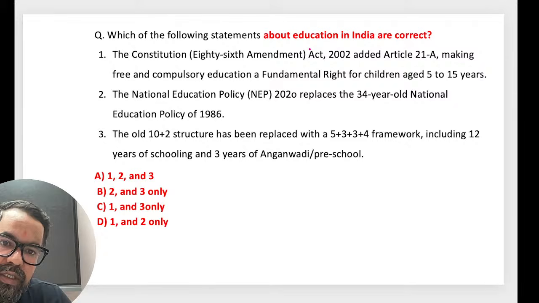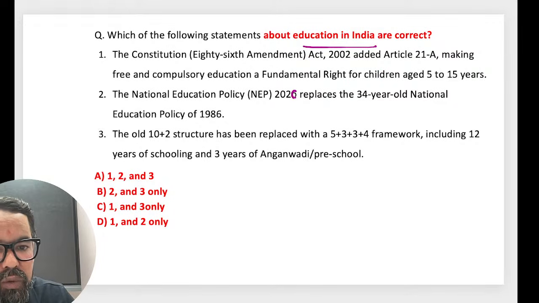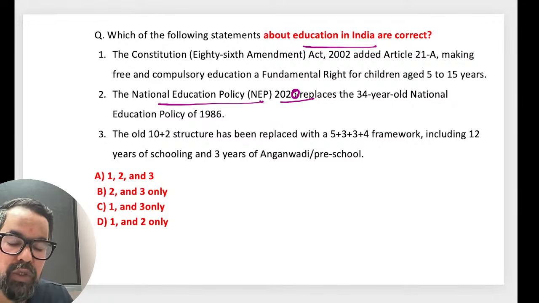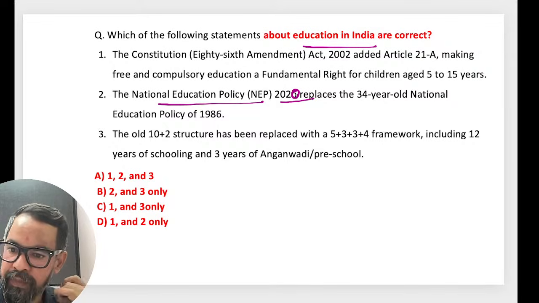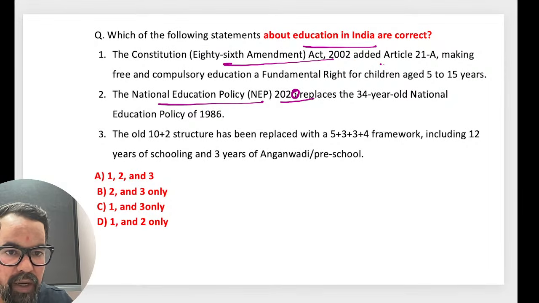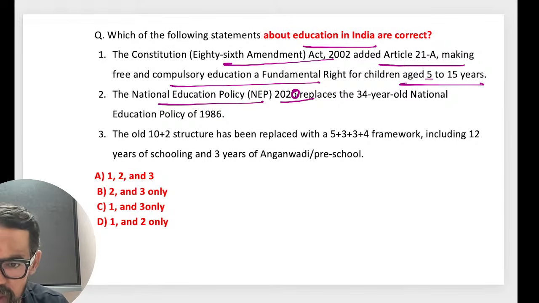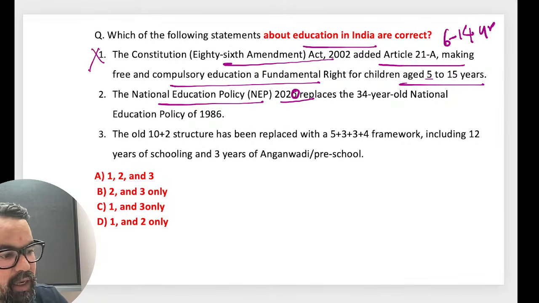Which of the following statements is correct about education in India? So basically this question is based on the new education policy 2020, and you have to find out the correct statement. It is about the overall education. The Constitution 86th Amendment 2002 added Article 21A, right to free education as a fundamental right, for children aged 5 to 15 years. So what will be the correct answer? When it comes to right to education, it is 6 to 14 years. So the first statement is wrong, the mistake is at the end.